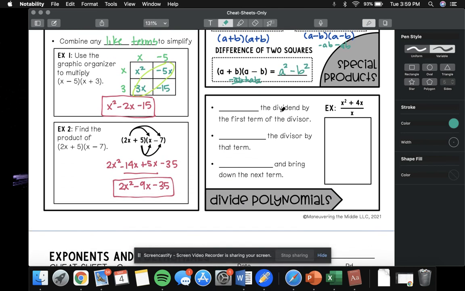Okay, and then the last thing is just making sure we feel comfortable with dividing. Okay, x squared plus 4x divided by x. We would do x squared divided by x, which is x, and then 4x divided by x, which would be 4. Okay, so today you guys are just going to practice some of these questions.